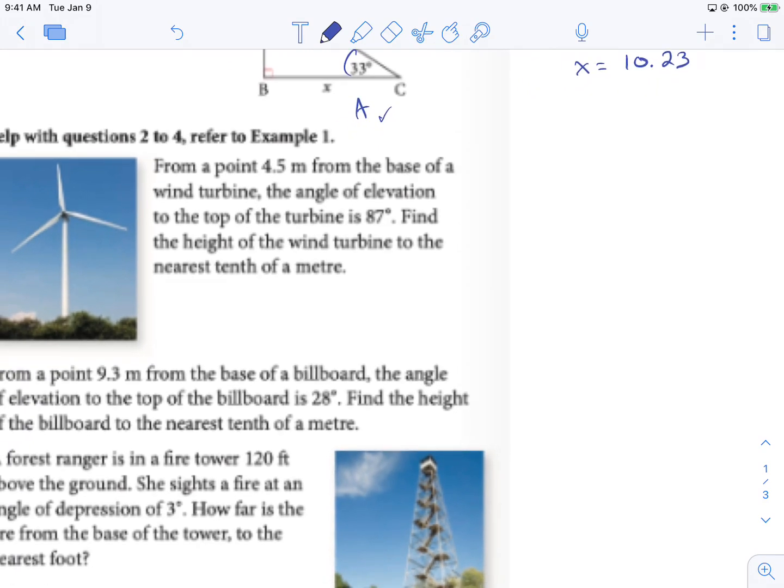Okay, this next one here uses the words angle of elevation. Angle of elevation means if you are on the ground, we are looking up. So that's kind of how this works. So here, if here's our triangle, it says the angle of elevation to the top of the turbine is 87 degrees. So we're looking up almost at a 90-degree angle. Okay, now it says from a point 4.5 meters. So it's 4.5 meters. We want to figure out how tall is this thing. So hopefully it's pretty tall. Wind turbines tend to be pretty tall, so we should get a pretty large x value here.